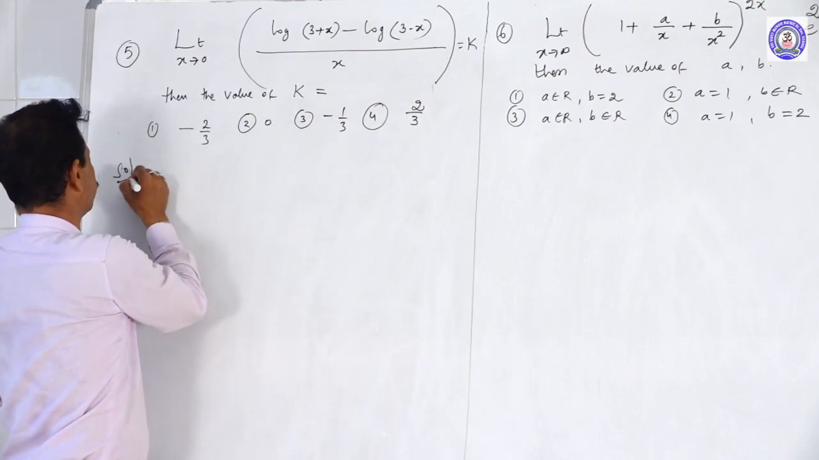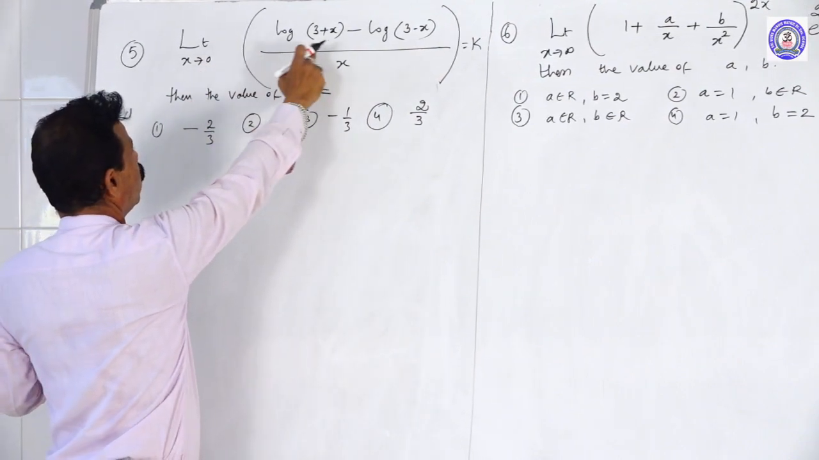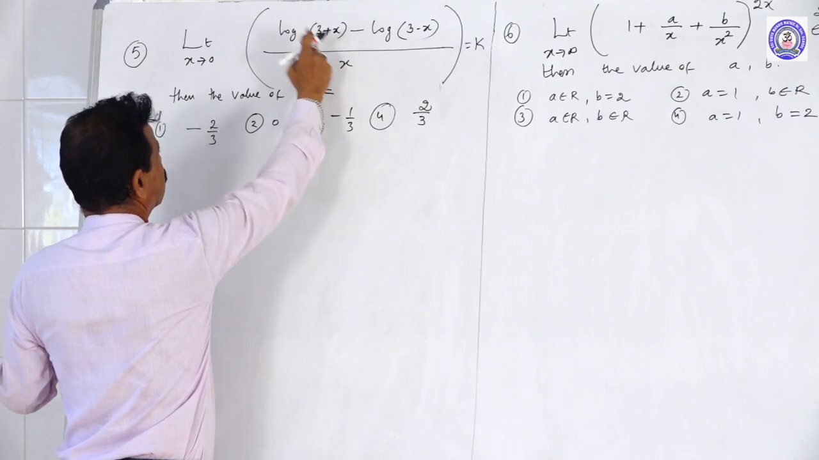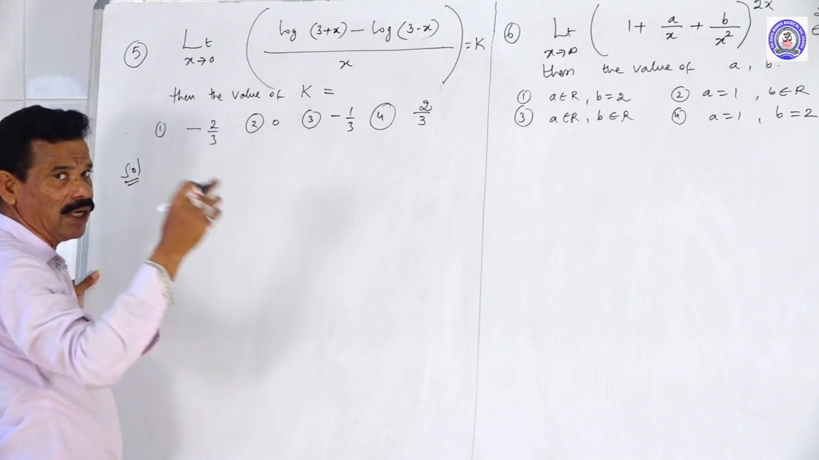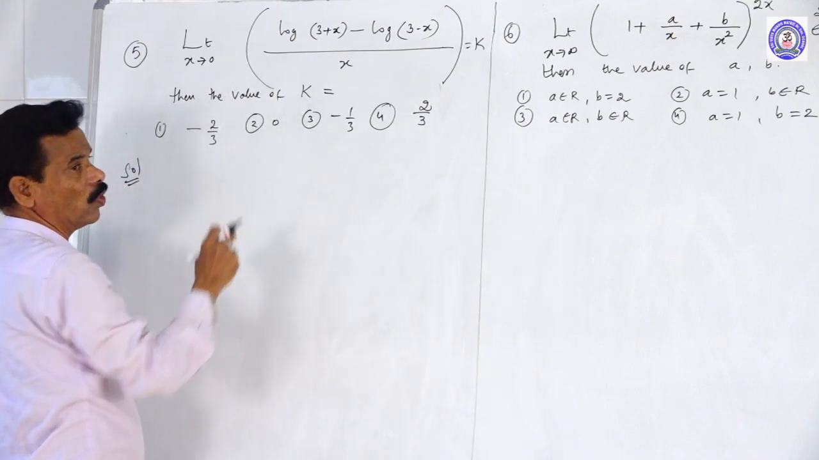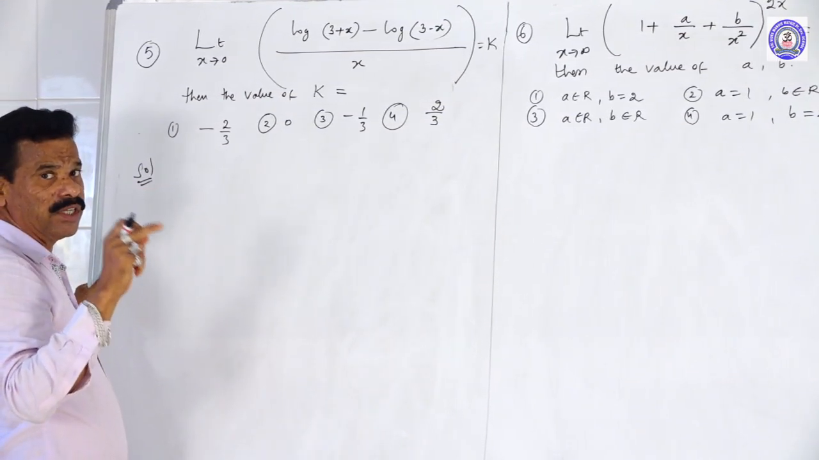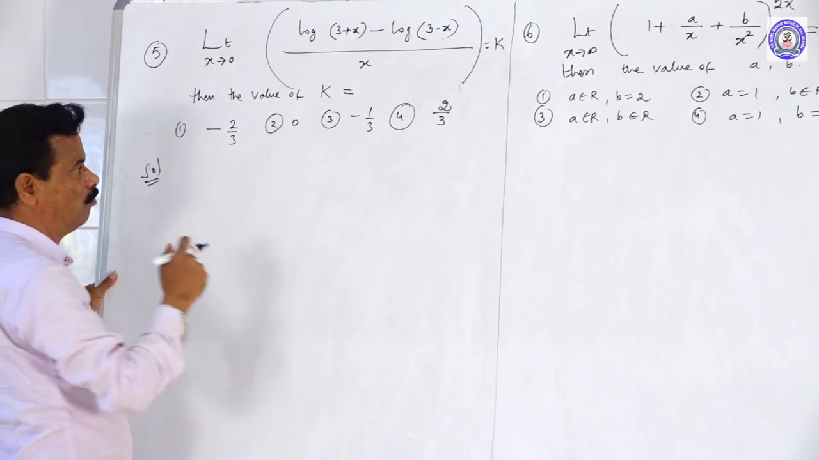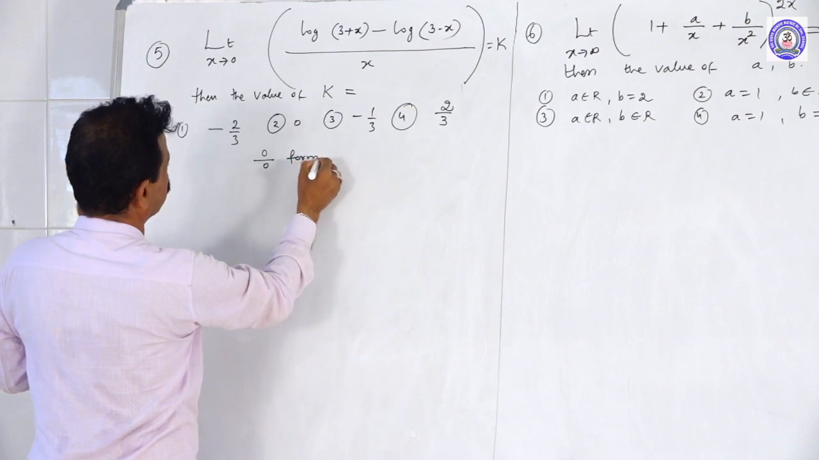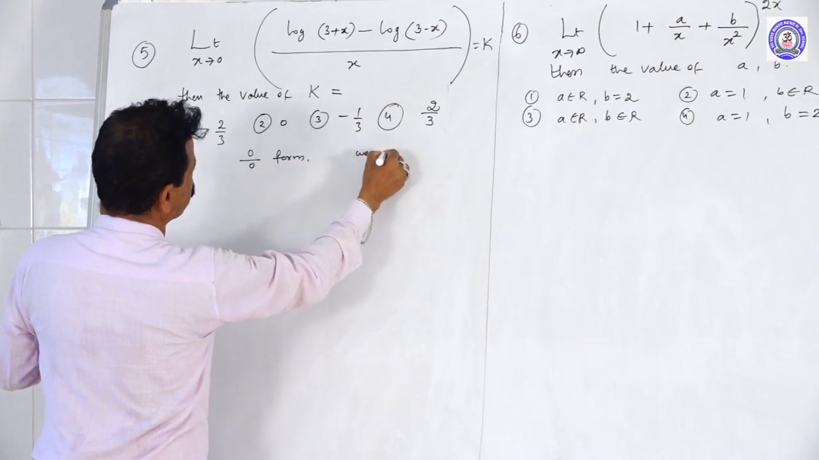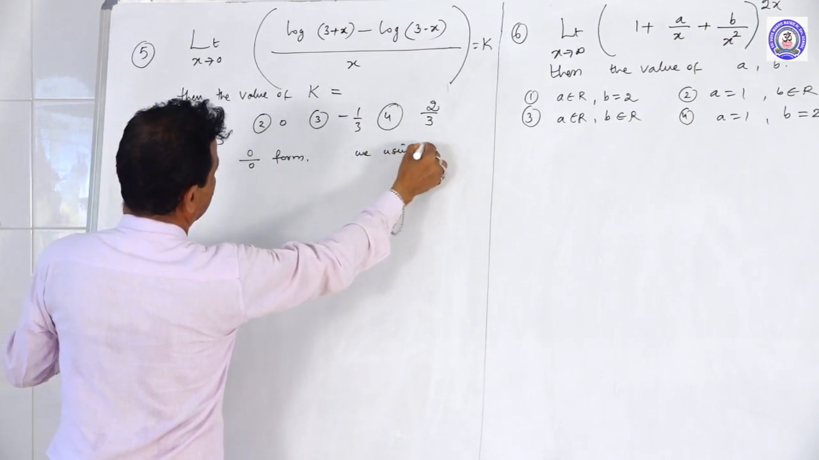Solution. If we apply 0, here x is 0, log 3 minus log 3, the value is 0. The denominator is also 0. It is a 0 by 0 form, which is an indeterminate form. That's why we are using L'Hospital's rule.